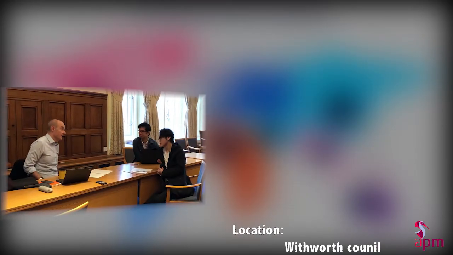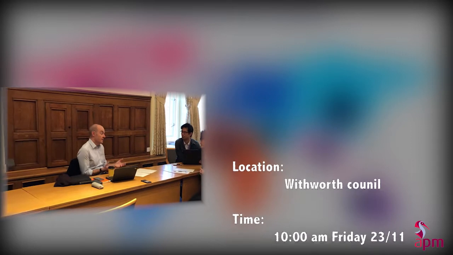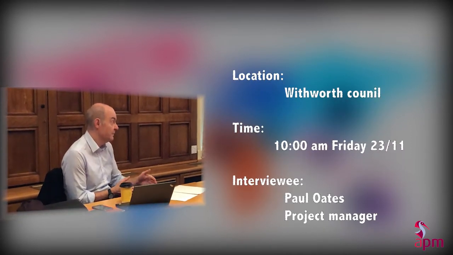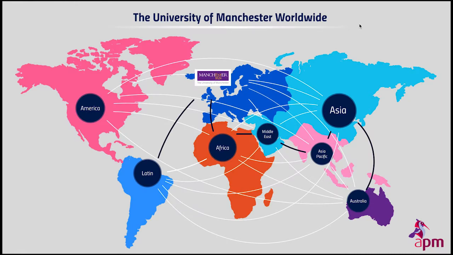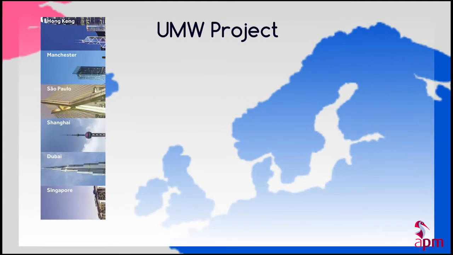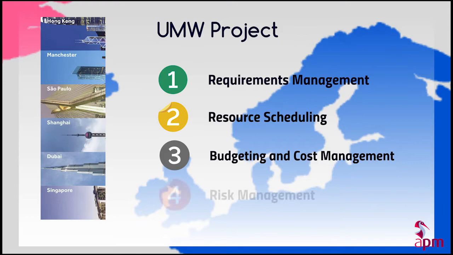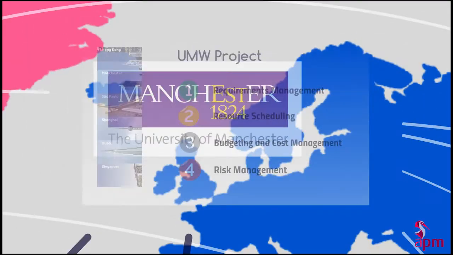Team 24 is going to discuss this project with Paul Oates, the project manager of UMW, from the perspective of project management. Our analysis is based on the following 4 APM box sections: requirements management, resource scheduling, budgeting and cost management, and risk management.